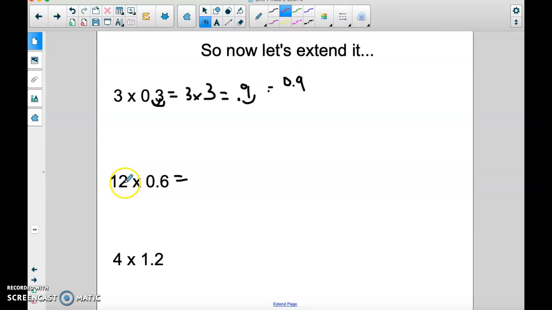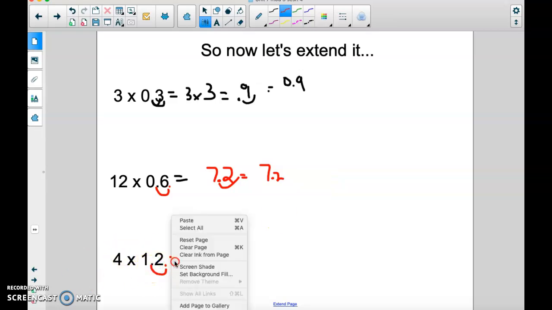So again, I'm going to figure out how many jumps I have to make. So I have to make one here, and that's it. To turn my problem into 12 times 6, which I know is 72. But because I came out one time, I have to move in one time. So my answer would be 7 and 2/10. And now for this one, again, I bump out once, make it 4 times 12, which is 48. But because I came out once, I have to come in once. So it would be 4 and 8/10.